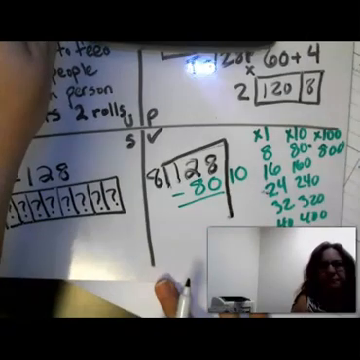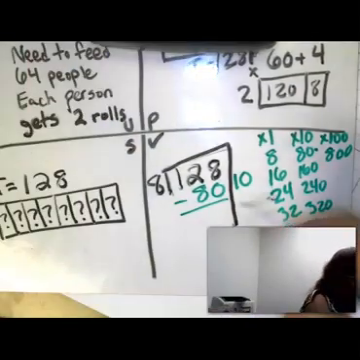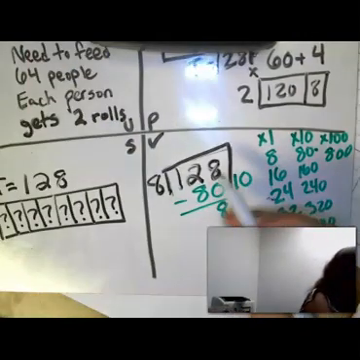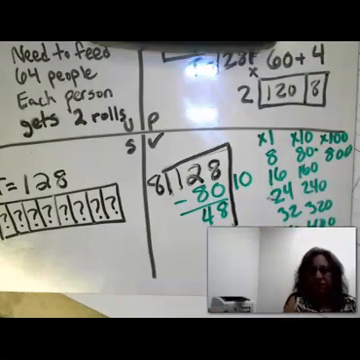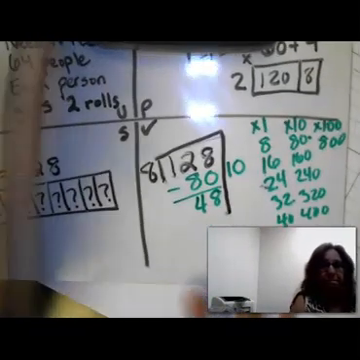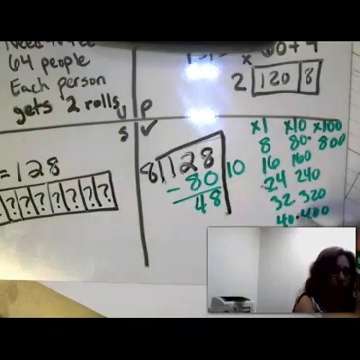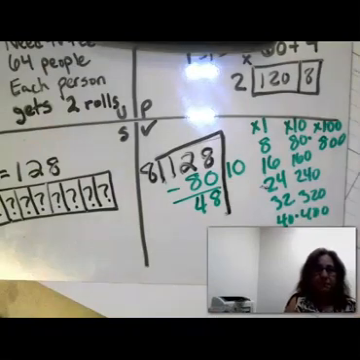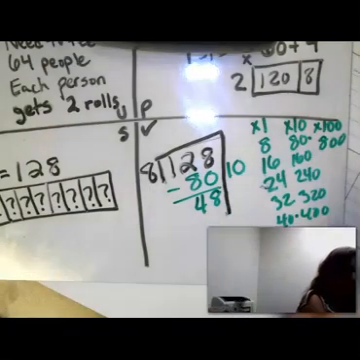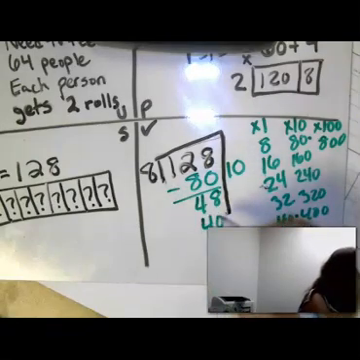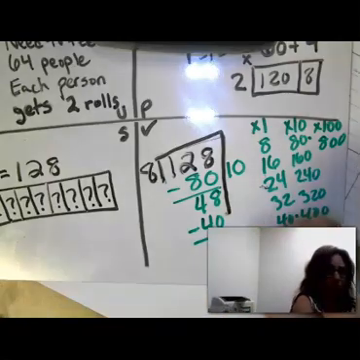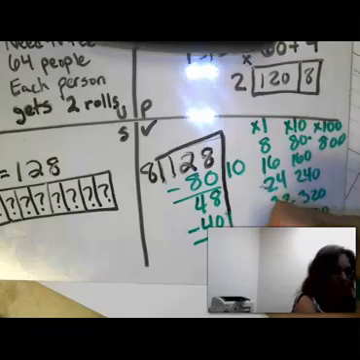All right. So 8 times 5 is 40. That leaves me just 8. So I'm going to use this. I know that 1 times 8 is 8. And look, we're all the way down to 0.